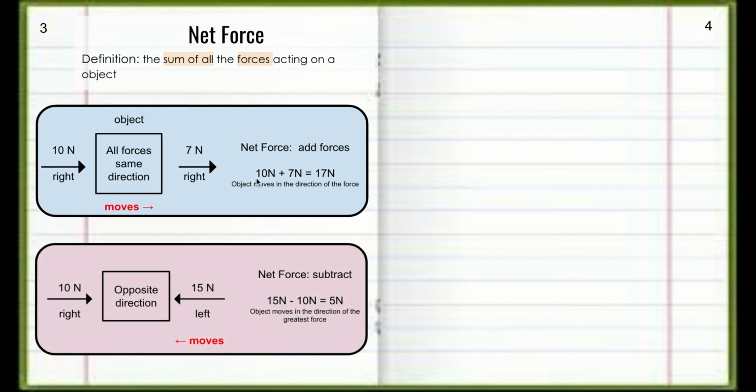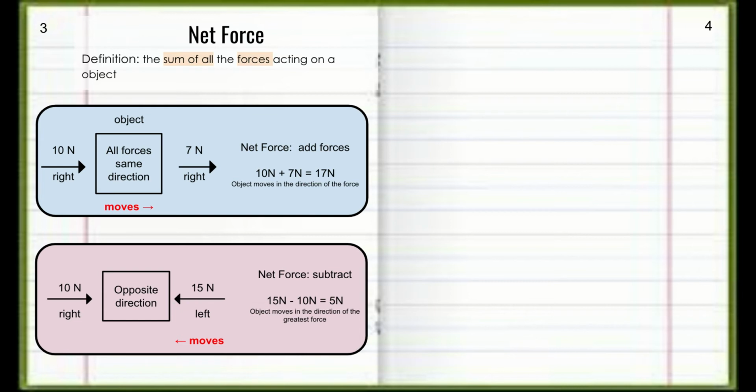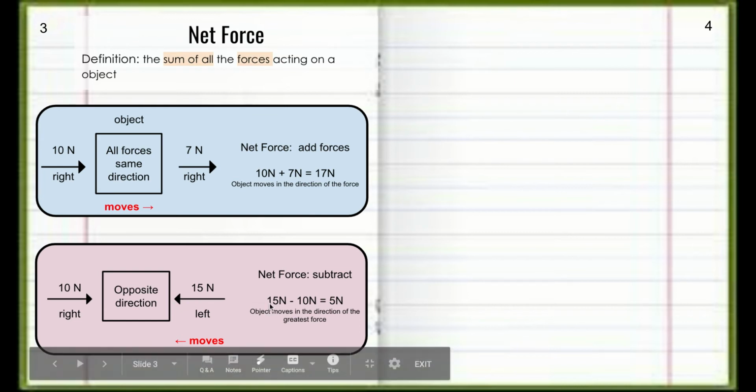If you have a force acting on an object and it's moving in opposite directions, okay? So you have one force pushing 10 newtons to the right, the other force 15 newtons to the left, you're going to subtract, okay? Because they're going different directions. So different, subtract. So 15 newtons minus 10 newtons is going to be 5 newtons. And it's going to move in the direction of the greatest force. So since the left is the bigger number, 15, it's going to move towards the left.